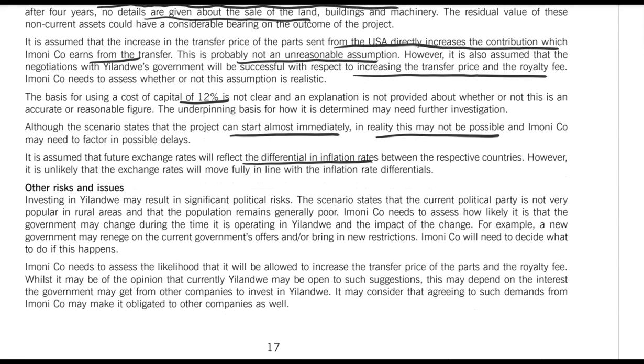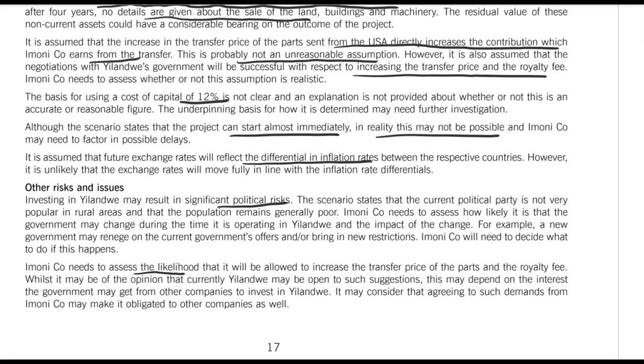Investing in Yilandwe may result in significant political risk. Why is it so? Because your government is popular in the urban areas but is not popular in the rural areas. So maybe in future, in the next election, the government may change, and if the government changes, the next government may put pressure on you and can take back the concessions.